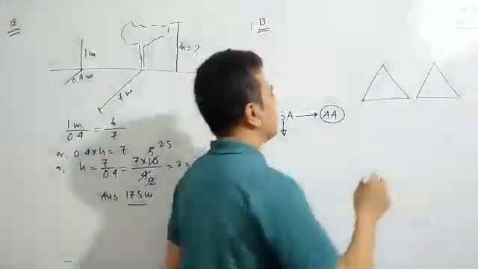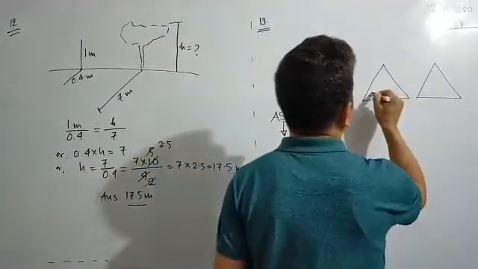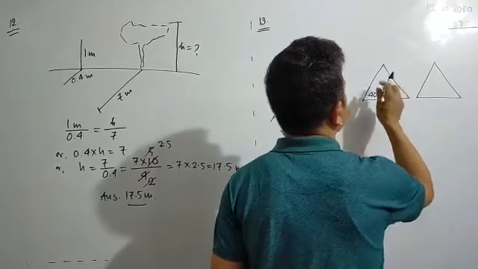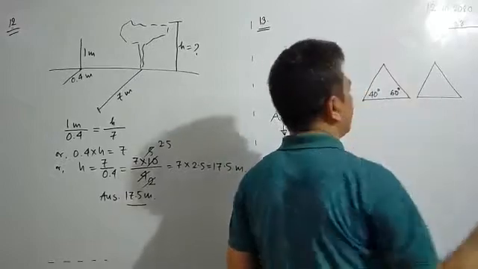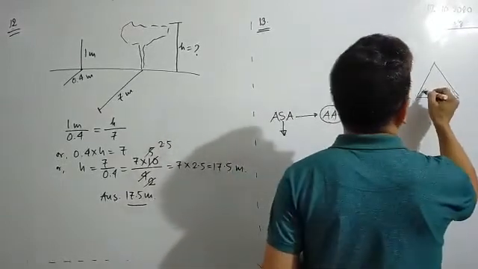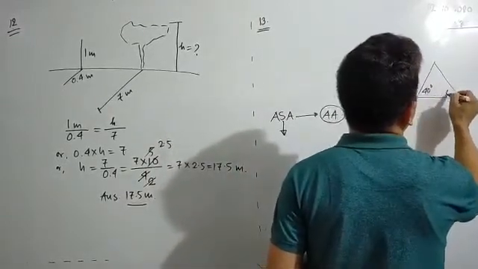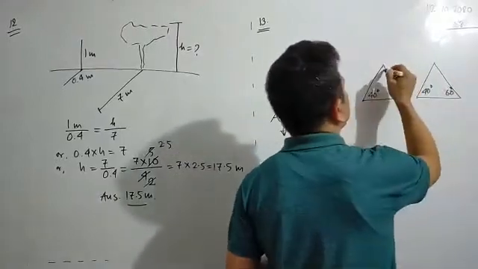So look at that. For example, if this one is 40 degree and this one is 60 degree, so this one must be the same as this one.